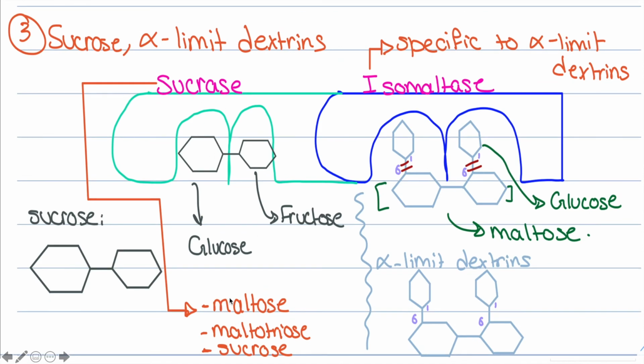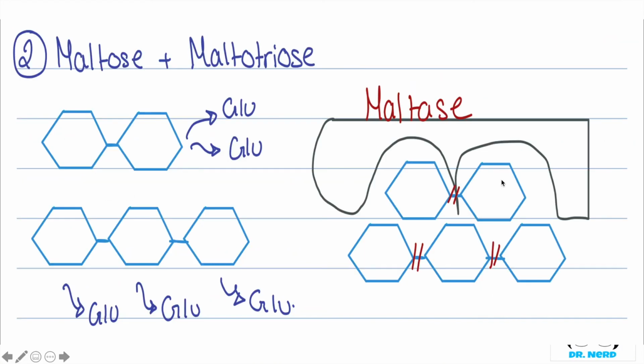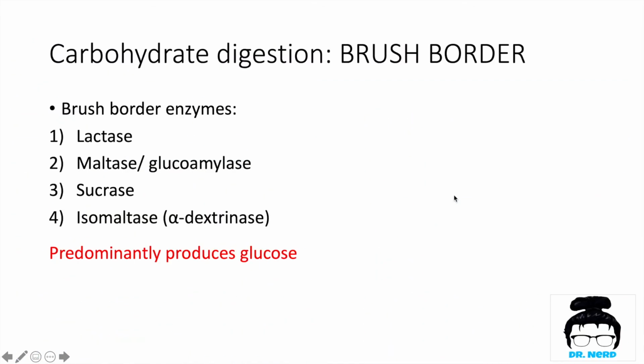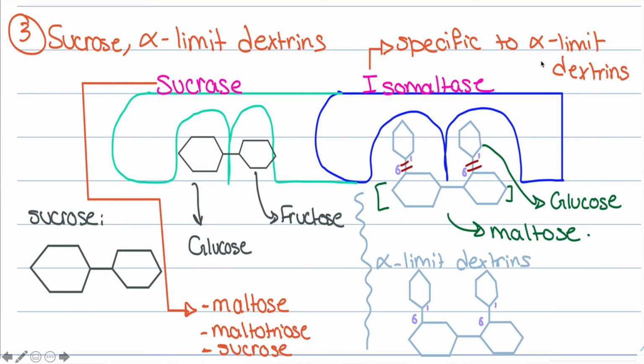And isomaltase would break down the alpha 1,6 glycosidic bond. That's the difference between maltase and isomaltase. Maltase, we said, breaks down the alpha 1,4 glycosidic bond, while isomaltase, because it's an isomer of maltase, won't break down the alpha 1,4 glycosidic bond, but the alpha 1,6 glycosidic bond.